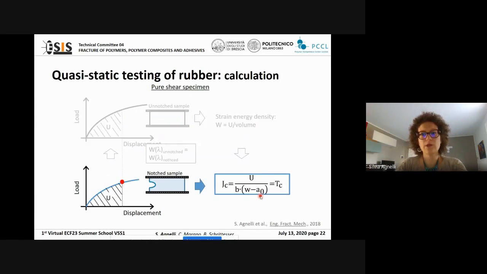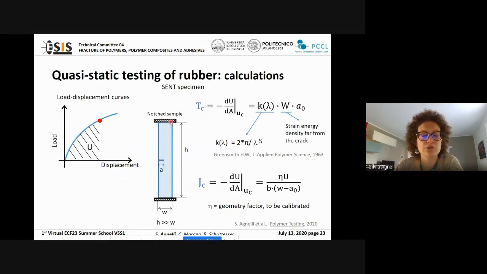Alternatively to this, you can use the J-integral parameter. You have to test only the notched sample, and directly from the energy under this curve, you can calculate the J-integral parameter. For single edge notch tension samples, the procedure is similar. You test the sample, you record the load displacement curve, and with these two equations I reported here, you can calculate either the tearing energy or the J-integral.